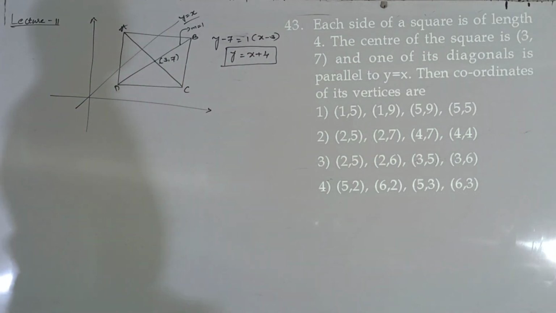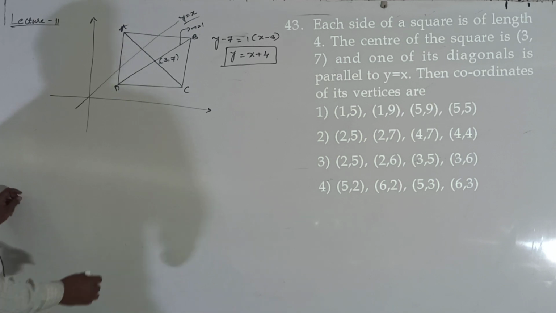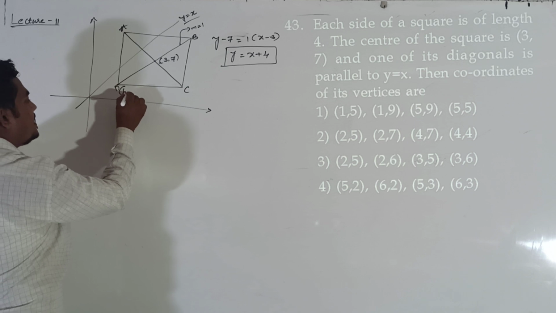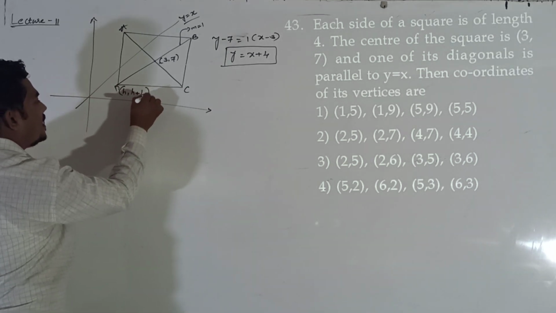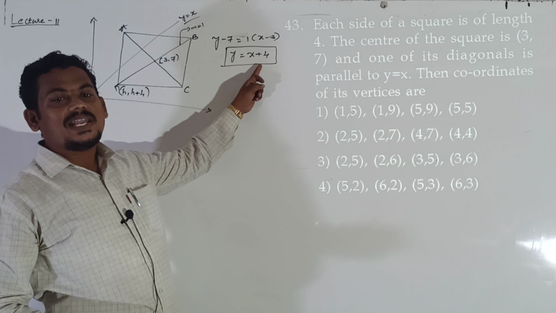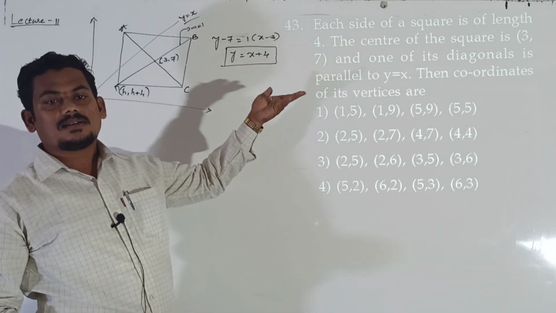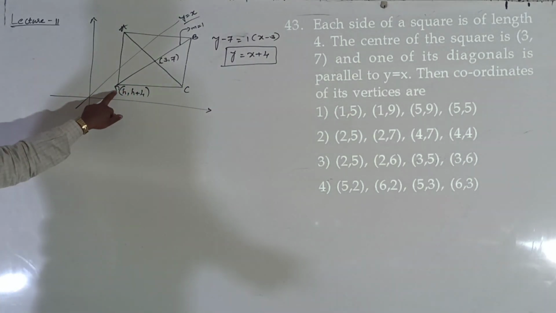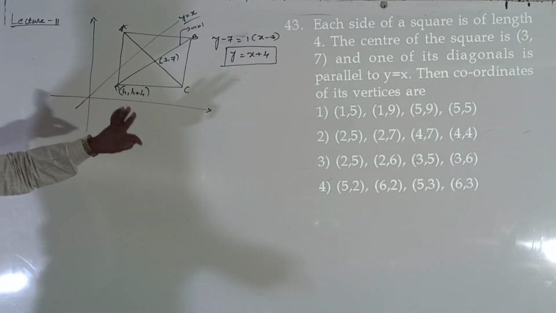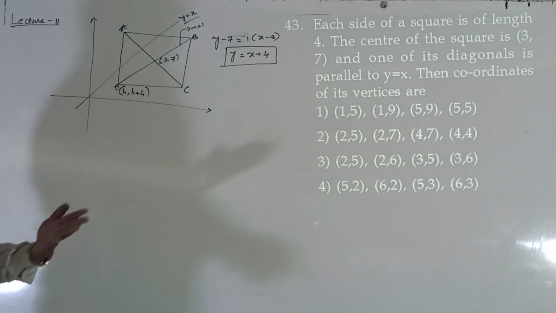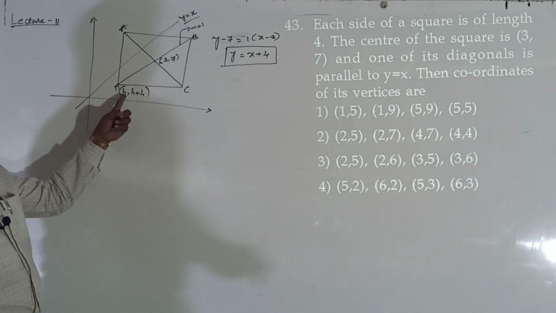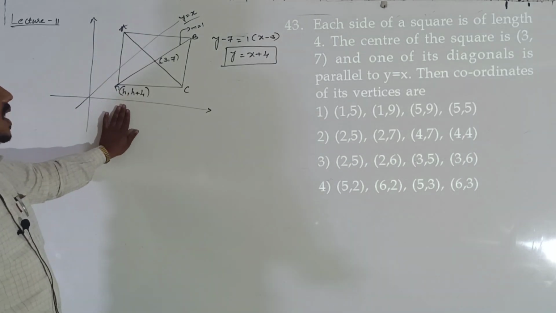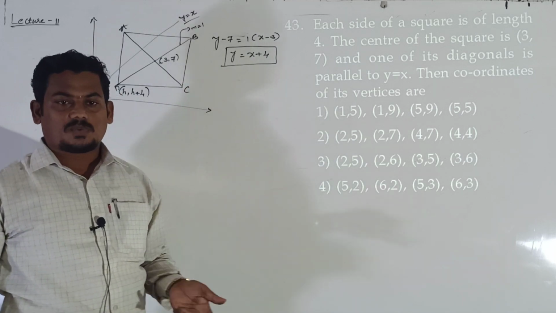Equation of line BD is y equals x plus 4, which means any point on this line is of the form h comma h plus 4 only. If you take the x value h, then what is the y coordinate? It is h plus 4 only. So the coordinates of D are in the form h comma h plus 4, or else x comma x plus 4. If the x coordinate is x, then the y coordinate is x plus 4.